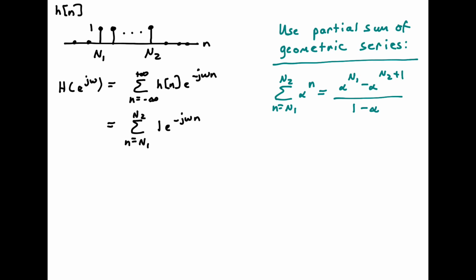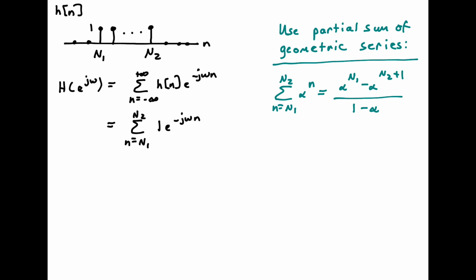So I've just redrawn h of n on this slide and written out the equation for the discrete time Fourier transform. Substituting into this equation, we see this is an infinite summation, but we know this is only a finite length sequence. So we can simply sum from n1 to n2, and we're summing 1, because h of n is equal to 1, times e to the minus j omega n.